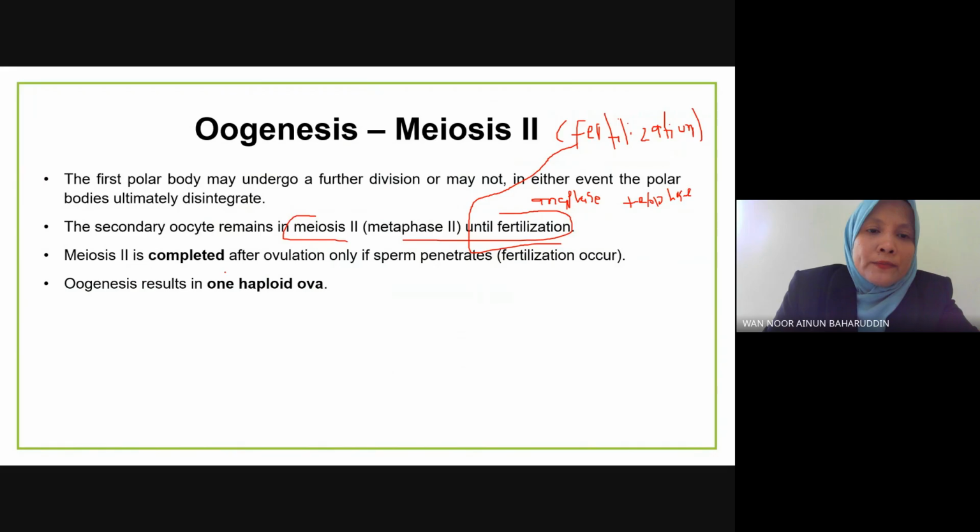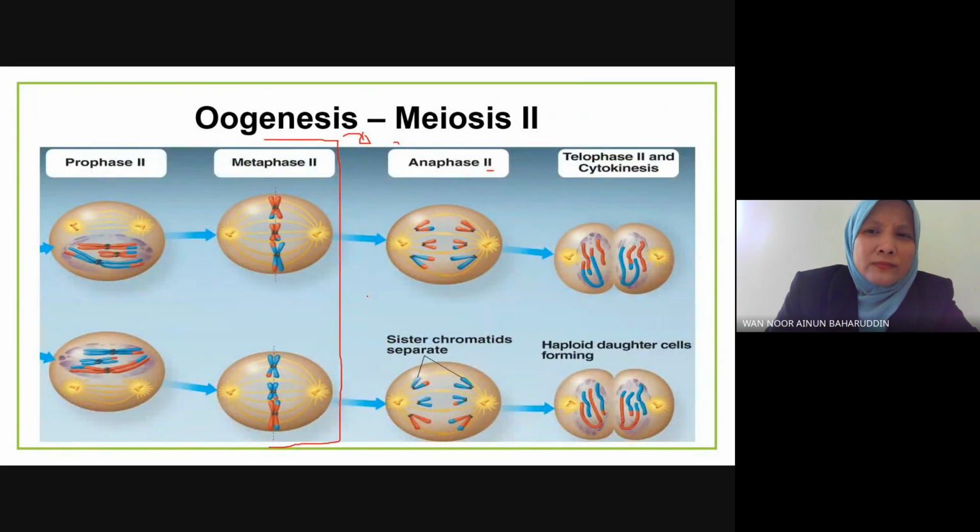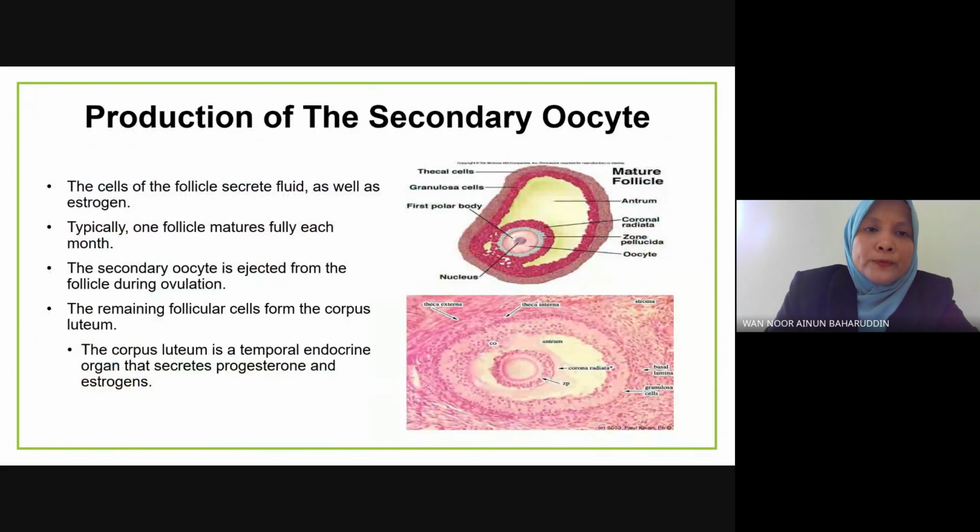Meiosis 2 is completed after ovulation only if a sperm penetrates, that is, if fertilization occurs, and oogenesis results in one haploid ovum. Once fertilization occurs, they complete the cycle of anaphase 2 and telophase 2. Now we are moving into the production of the secondary oocyte.